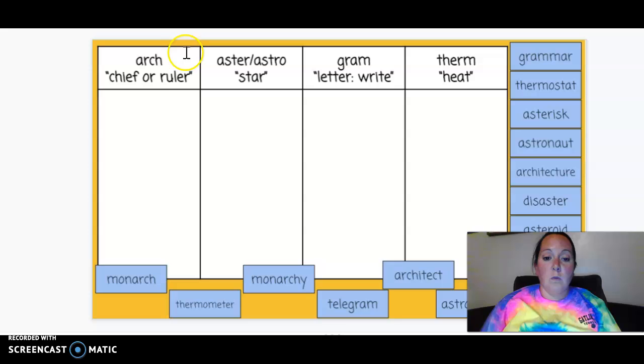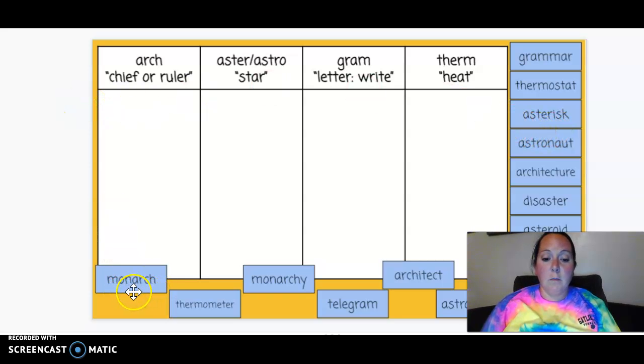So our word roots are arc, which means chief or ruler, astro or aster, which means star, gram, which means letter or right, and therm, which means heat. So we are going to look at the words in blue and move them to the correct word root column.